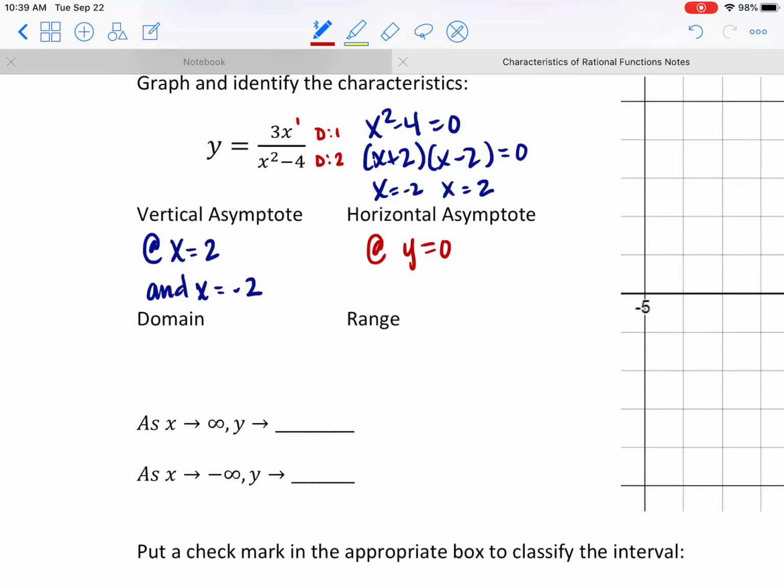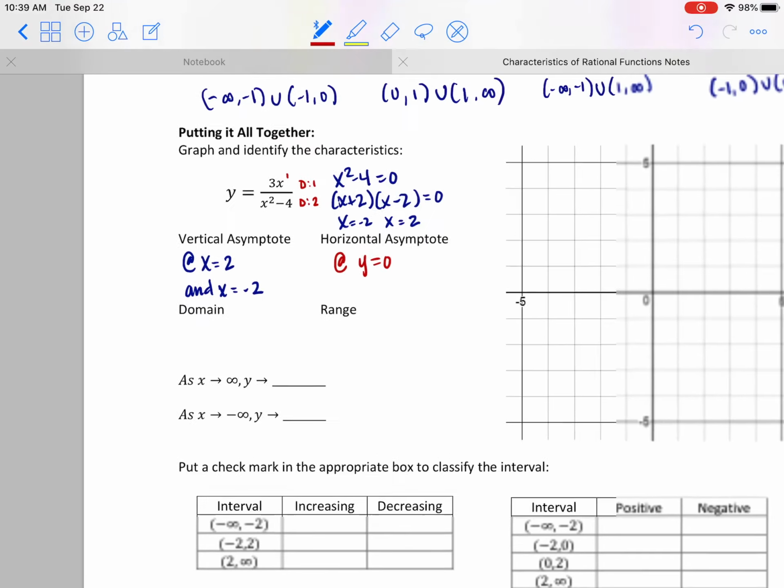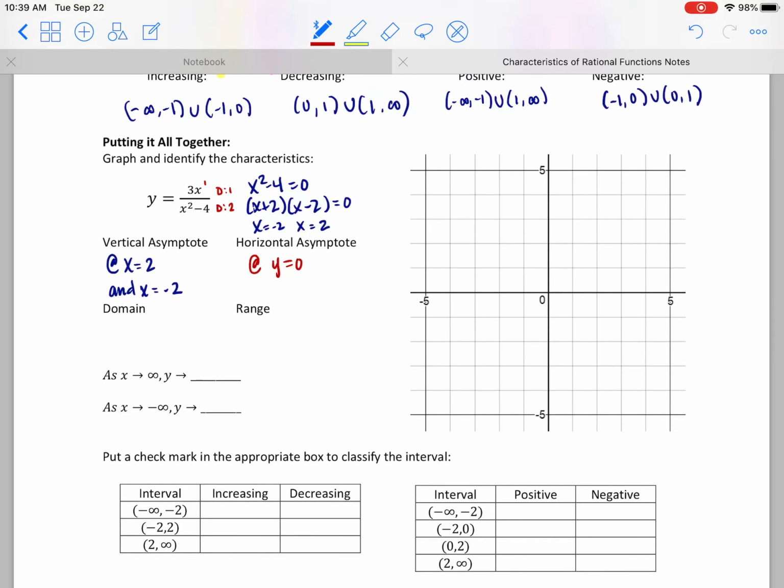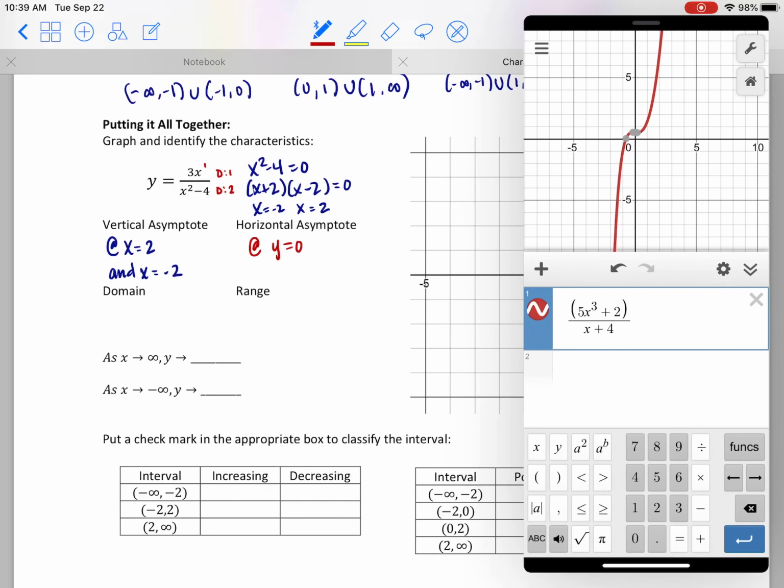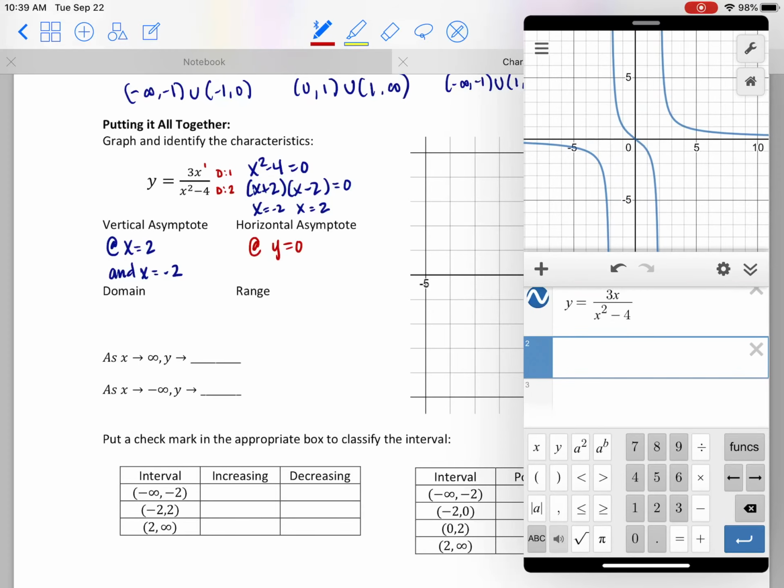So we have domain and range. We should be able to just exclude the x's there and exclude the y there. But let's go ahead and confirm what we're doing in the calculator before we go any further. So Desmos, let's see, y equals 3x over x squared minus 4.